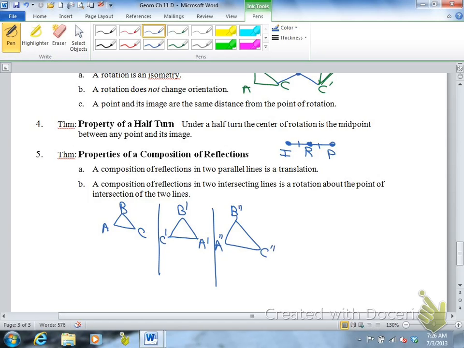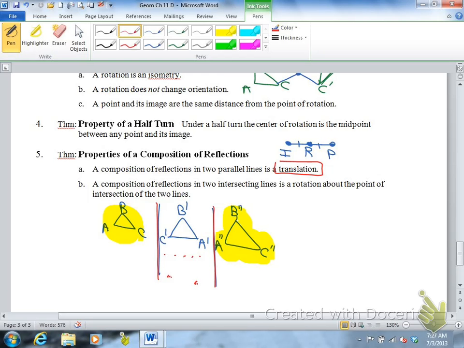And notice if you're comparing the original with the final image, notice that this is equivalent to a translation, which is what this theorem says. If you do two reflections in parallel lines, then it's a translation. That only works if the lines are parallel. Obviously, if you chose to reflect the second one over this line, then the A would be down here and the C would be down here, and that would not be a translation. But that might be a rotation, which leads to the next one.